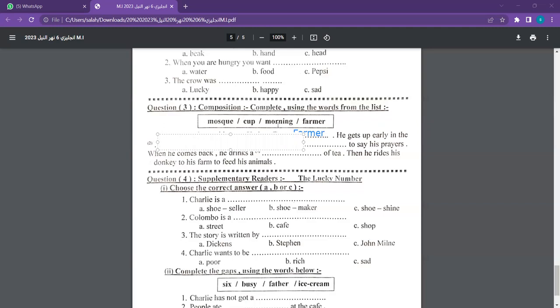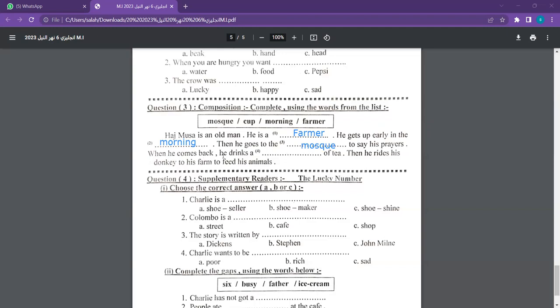He gets up early in the mosque, in the cup, in the morning. Which one is right? Morning. Yes. He gets up early in the morning. Okay. Then he goes to the dash to say his prayers. Then he goes to the mosque. Yes, he goes to the mosque. Umar, do you get me? Then he goes to the mosque to say what? To say his prayers.